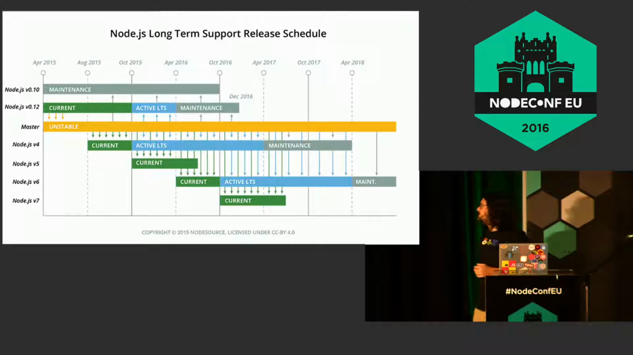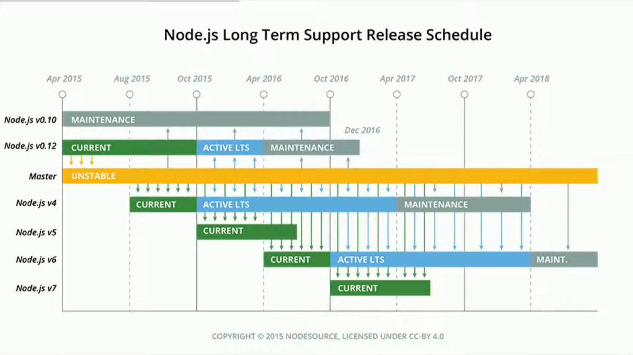So what we can see here is our long-term support release cycle. At the top here, we can see Node v0.10 is end of life October 2016. We can see v0.12 was in active maintenance and is now in maintenance mode and ends in December. We can see master is unstable and feeds into everything, and we'll talk about that in a little bit. Node v4 is currently in an active LTS process. So our LTS lines give you 6 months as current, then it cuts into active LTS. You get 18 months of active LTS, and then 12 months of maintenance LTS.